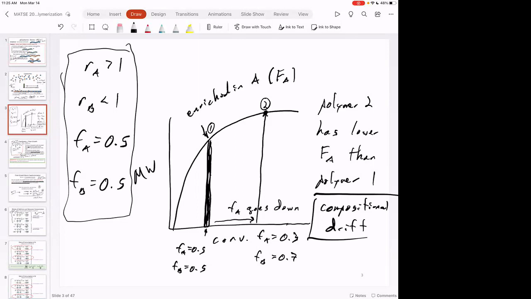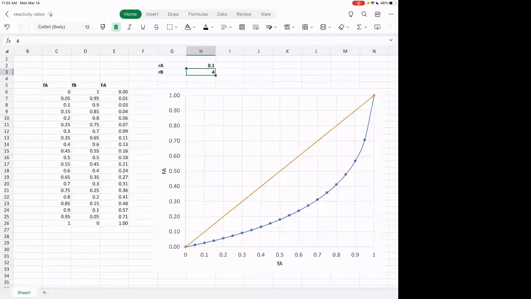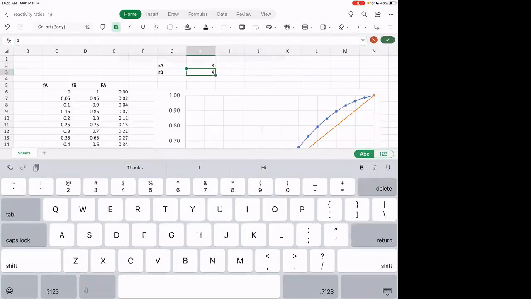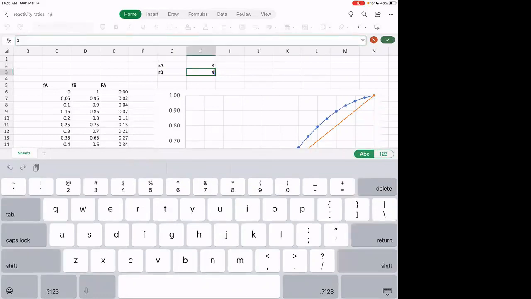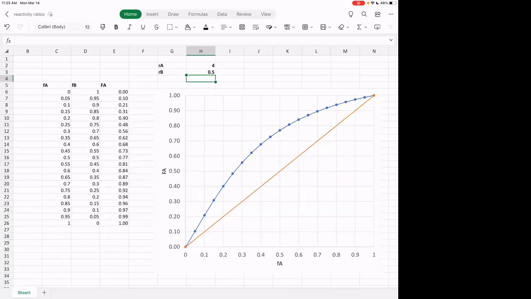That is a very good question. Let's go to the spreadsheet and find out, right? If we go to our spreadsheet, and I have it backwards here, RA I said is greater than 1, so let's go 4. And RB is less than 1, doesn't matter what it is, 0.5. So this tells us no matter what, because the blue line is above the 45-degree orange line, no matter what FA we pick, we're always enriched in A, because capital FA is above the 45-degree line, which means capital FA is larger than FB. When we have this situation, that's always true.